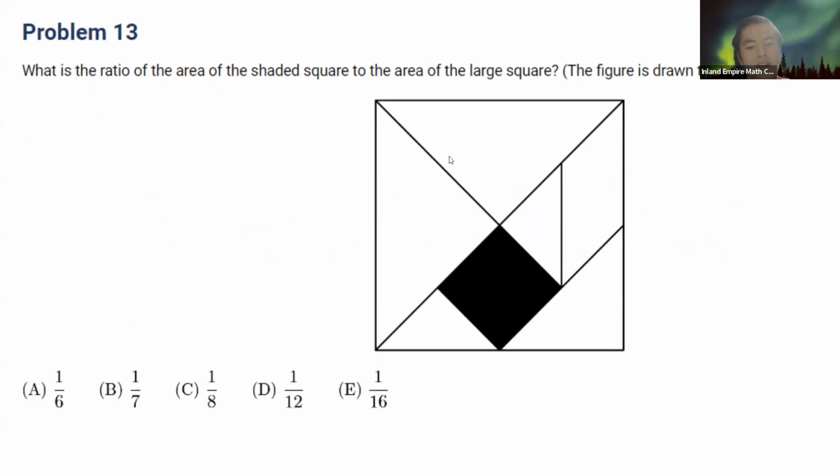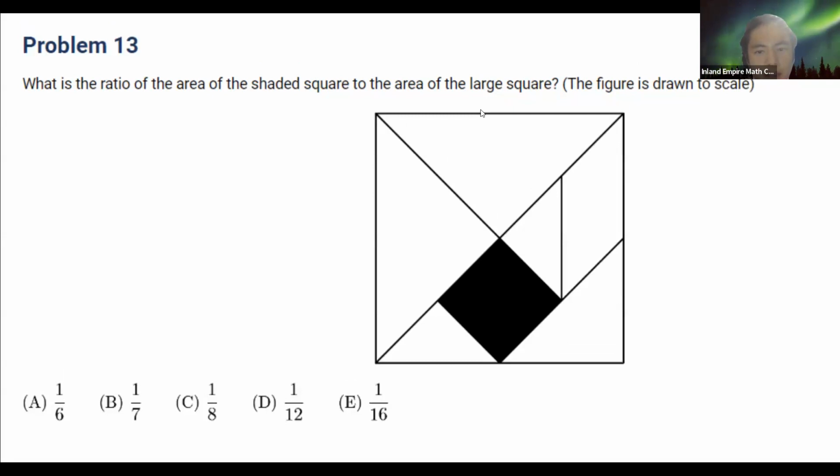What is the ratio of the area of the shaded square to the area of the large square? The figure is drawn to scale. What did we get for this one? Jasper says C. What does everyone else think? Kimmy also says C. Okay, Zion, what do you think? I think it's A. Okay. Why do you think so?